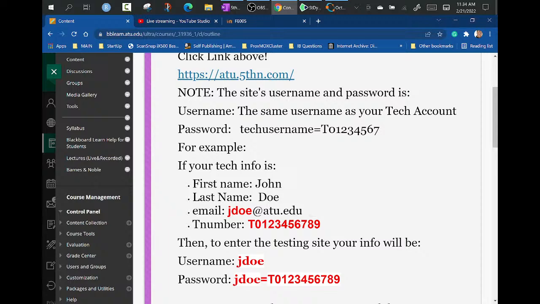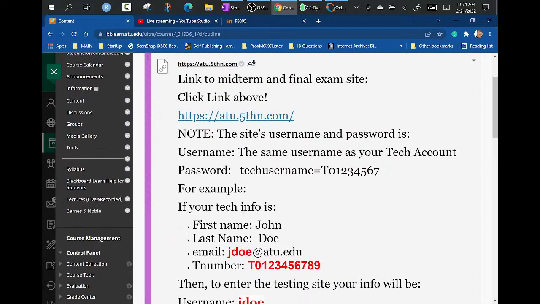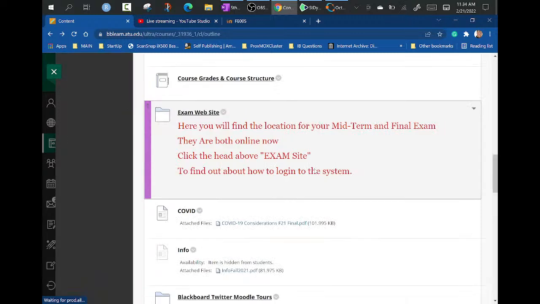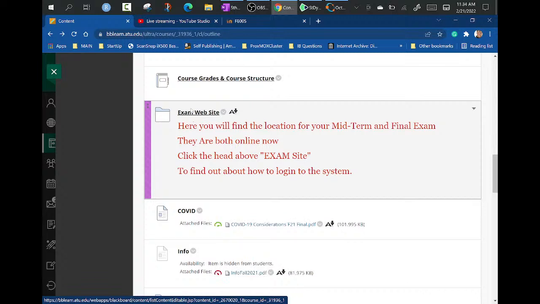And maybe I should have made it so that that was displayed on the main screen. In other words, if you look, there's no real indication that says click this part here. So exam website, that's how you get in. I'll send an email to everyone about that as well.